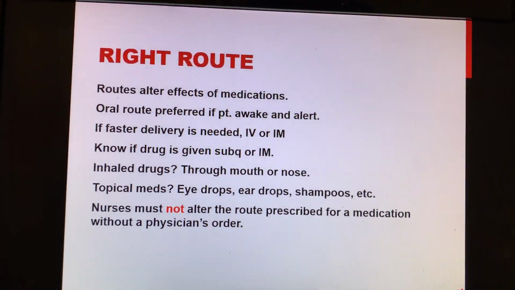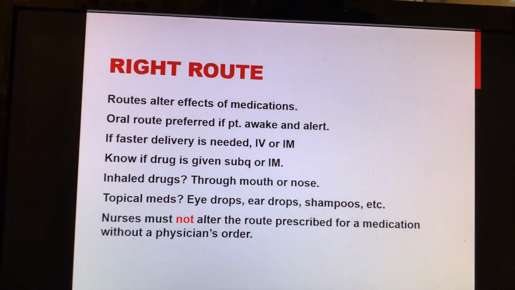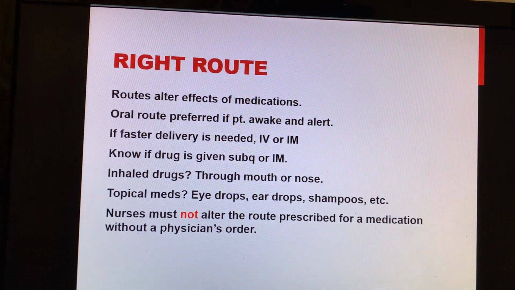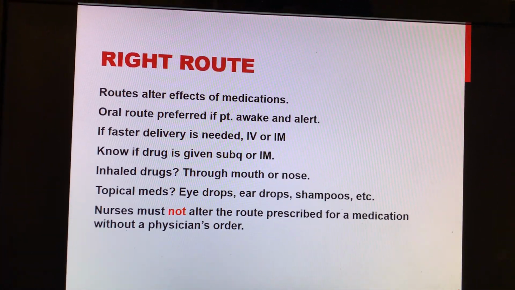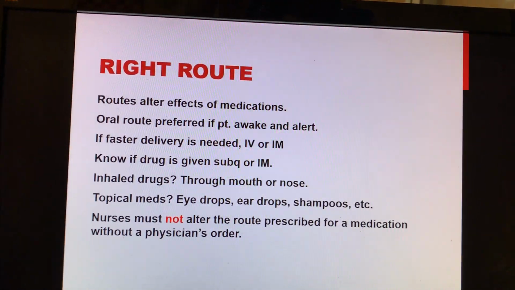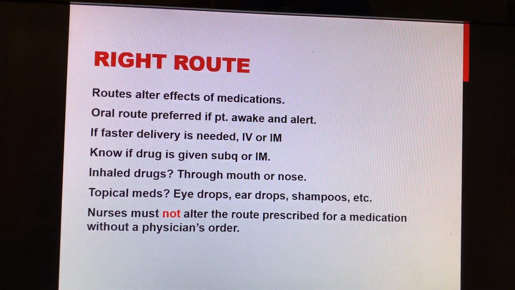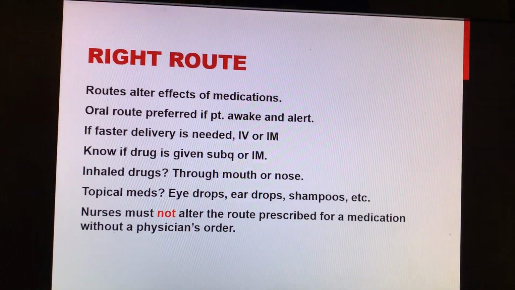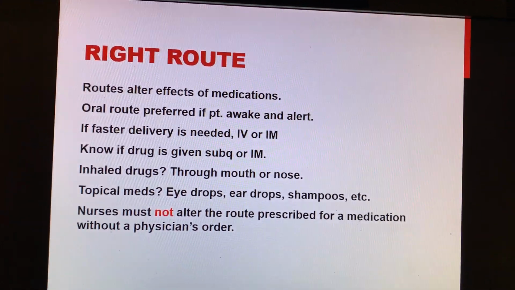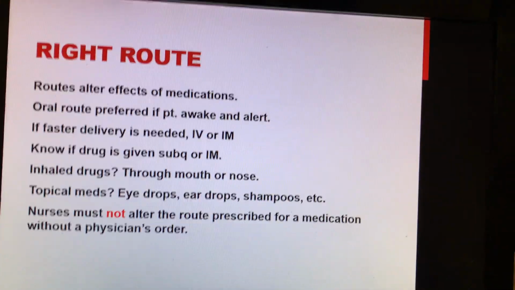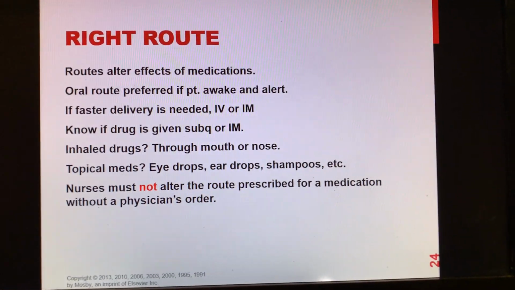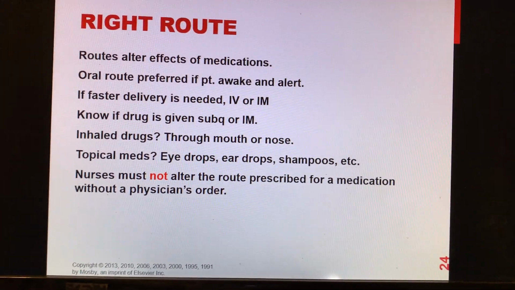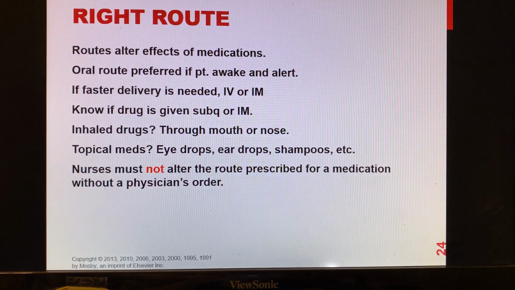You want to know if a drug is given sub-Q or IM. You don't want to give a pain medication sub-Q. It's usually too much, plus it's not absorbed quickly. If you give an anticoagulant IM, it's going to get in too fast and the patient's going to develop a hematoma because of all those blood vessels. If a drug's inhaled, know if it's getting inhaled through the mouth or the nose.